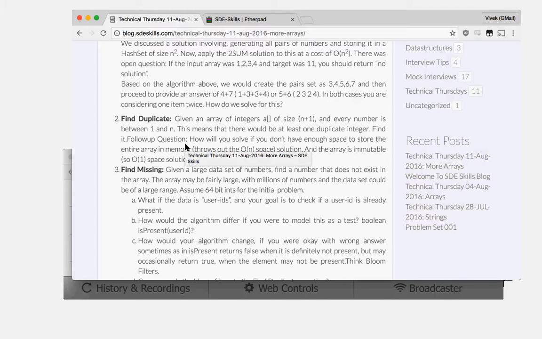The next one is another one where we are given an array of integers, and every number is between 1 to n. At least one duplicate is there. Please find out, and so on.